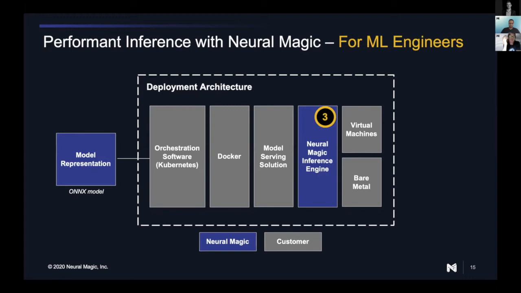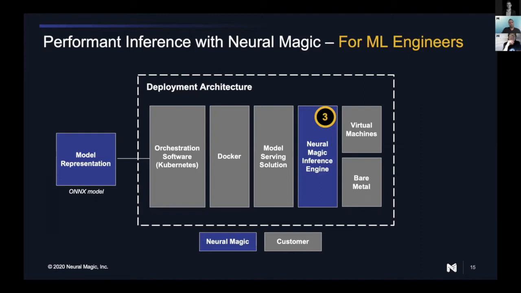So we can fit within a model serving solution you may have, whether it be the ONNX Runtime server or TensorFlow Serving, or maybe your own model serving solution. We ship with a model server out of the box. So if you need one, you can use ours. It's just the ONNX Runtime server. All of this ships in a Docker container that can be managed via Kubernetes. You can invoke the engine via REST API or via Python API.